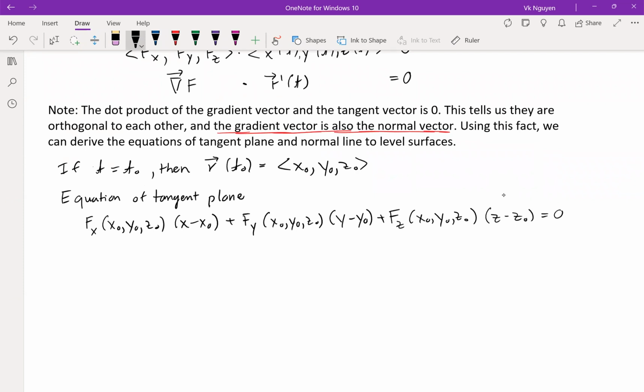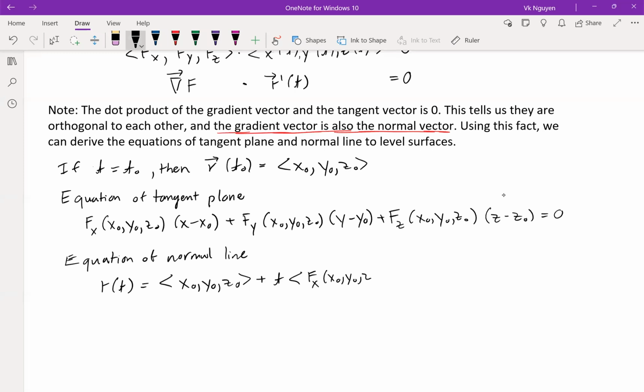Equation of the normal line. So r(t) here is going to be (x naught, y naught, z naught), this vector, plus t times (fx(x naught, y naught, z naught), fy(x naught, y naught, z naught), fz(x naught, y naught, z naught)).